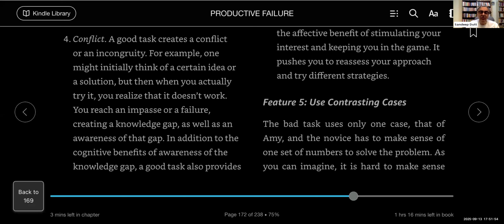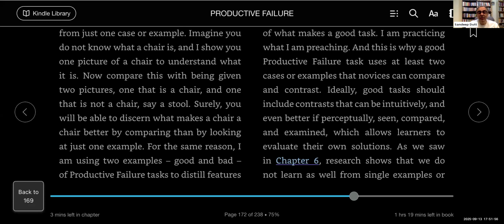For the same reason, I'm using two examples, good and bad, of productive failure tasks to distill features of what makes a good task. I'm practicing what I am preaching.